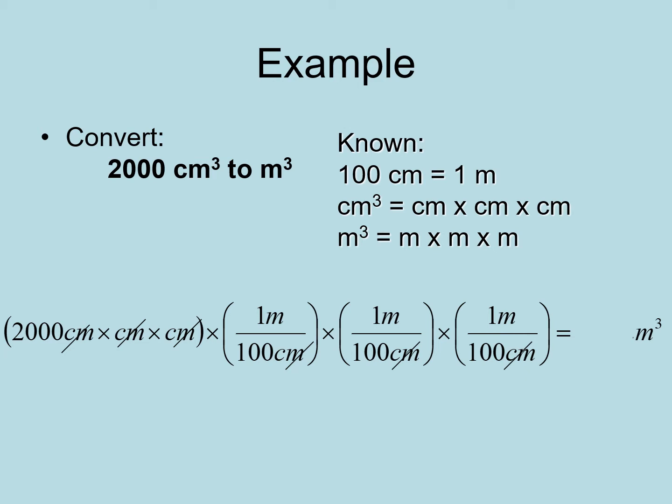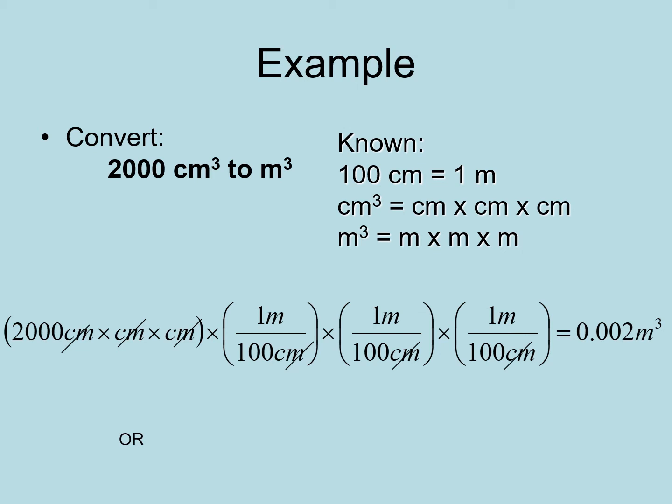The result is 2,000 times 1 times 1 times 1 in the numerator over 100 times 100 times 100, which is 1,000,000. So it's 2,000 divided by 1,000,000, which equals 0.002. So 2,000 cubic centimeters sounds like a lot. That's 2 liters, but it's only 0.002 cubic meters.